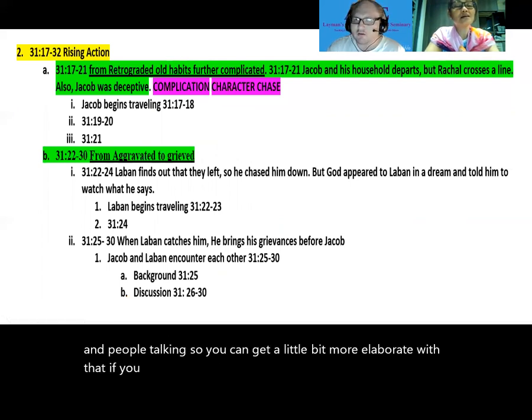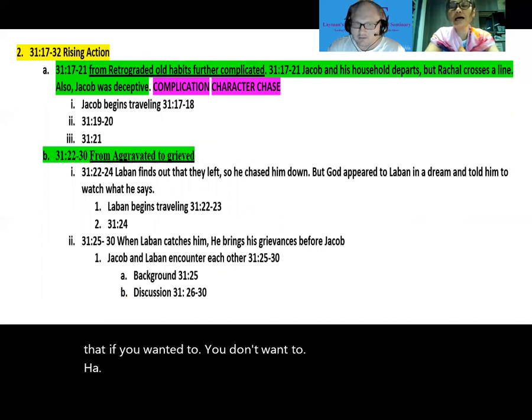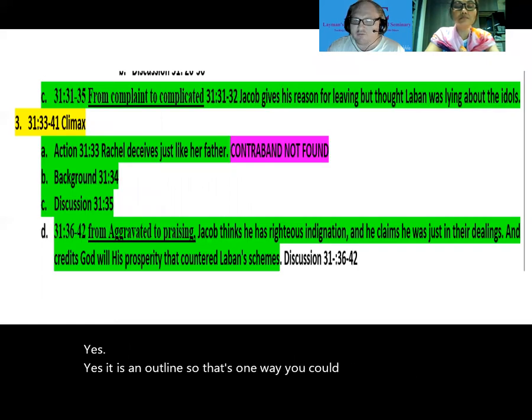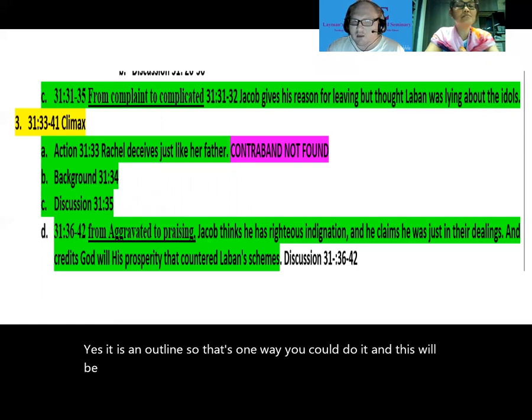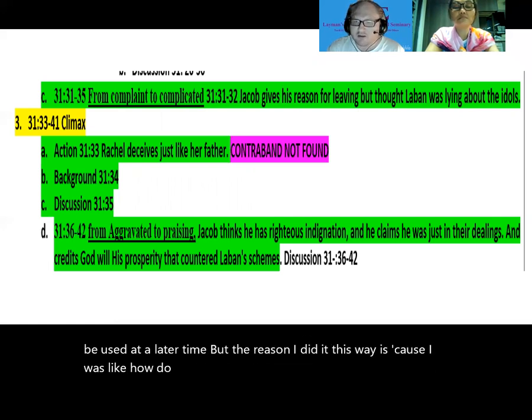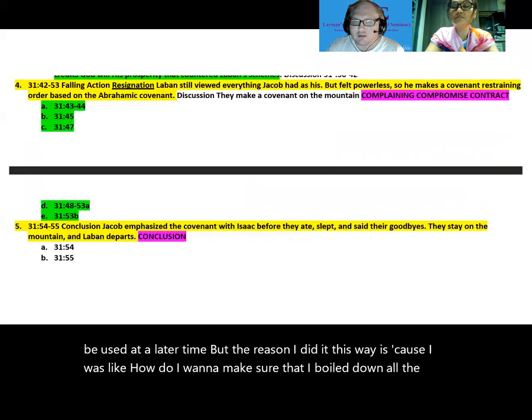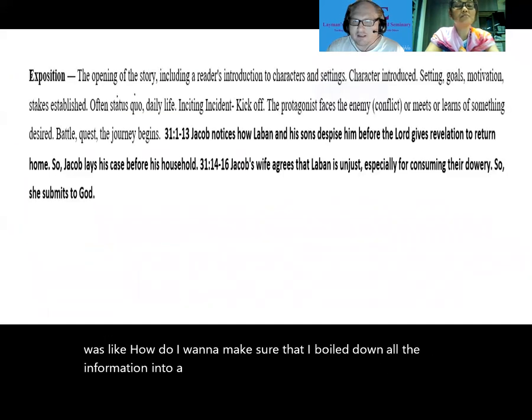You don't want to, huh? It seems like an outline, with a subtitle and subpoints. Yes, it is an outline. So that's one way you could do it, and this will be used at a later time. But the reason I did it this way is because I was wondering how I want to make sure that I boil down all the information into a scene. And so that's where I went there.